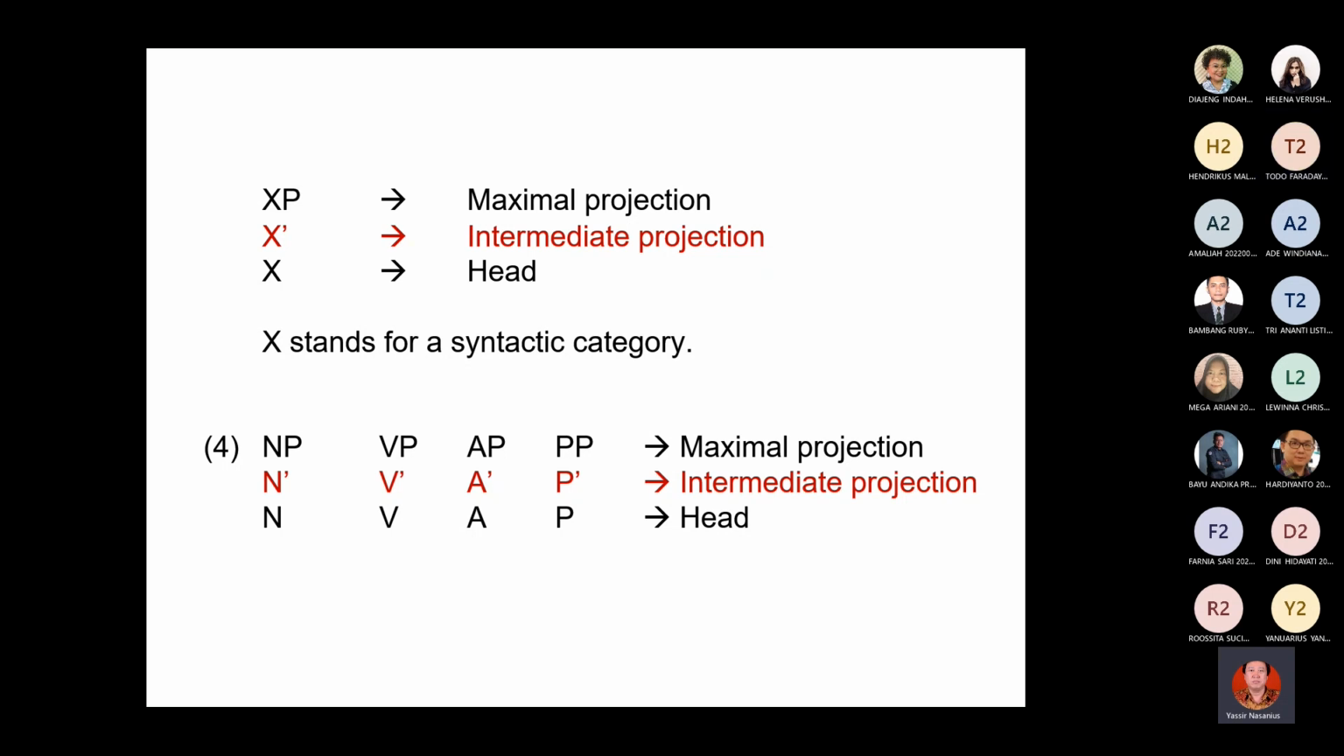And remember, X stands for a syntactic category. So if you have NP, NP is the maximal projection, N-bar is the intermediate projection, and N is the head. The same goes for VP, AP, PP, and other phrases.